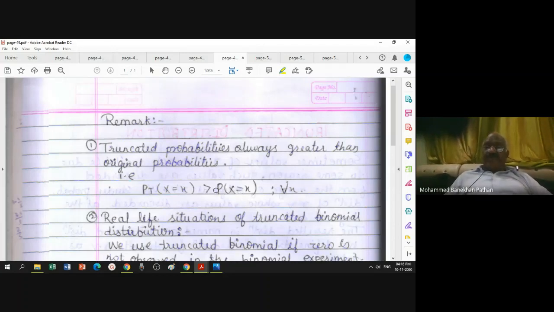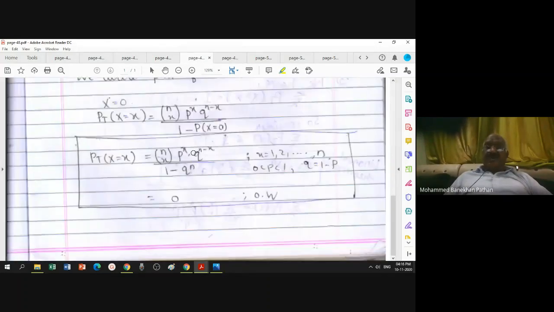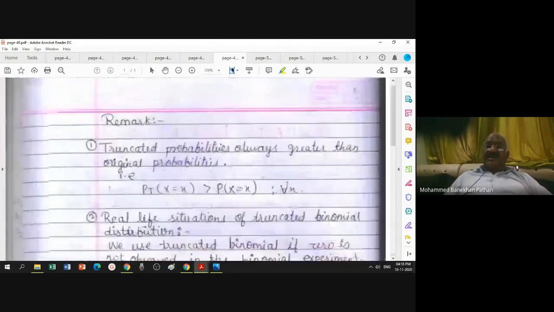Why is it so? Very easily by the formula. This is the original binomial probability, which is divided by a fractional quantity. Any number divided by a fraction becomes large. That means the left hand side becomes large, and that's why the truncated probability is bigger than the original probability. Remark 1.